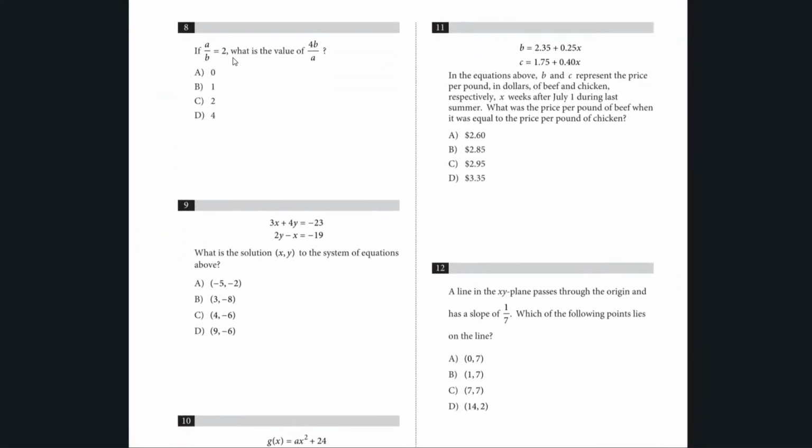If A over B is equal to 2, what is the value of 4B over A? Well, if A over B is equal to 2, then A is equal to 2 times B. That means 4B is equal to, well, we know 2B is equal to A, so 2 times 2B is 4B, and that is just 2A. So we have 2A over A, and that is 2, because the A's cancel out. How nice.